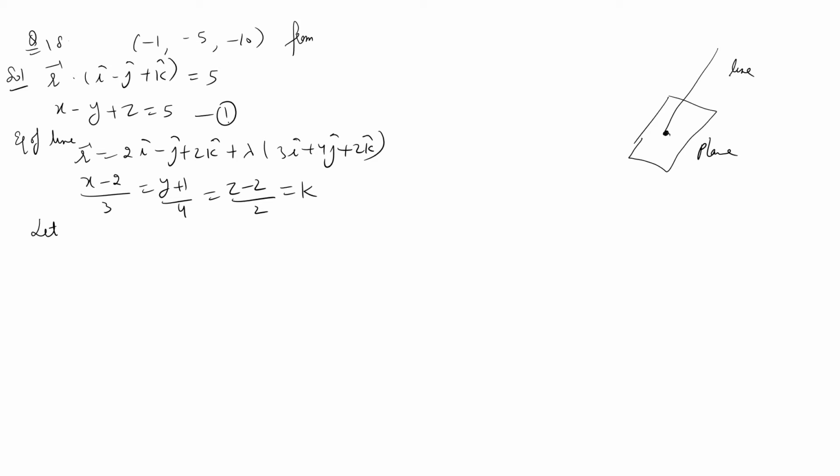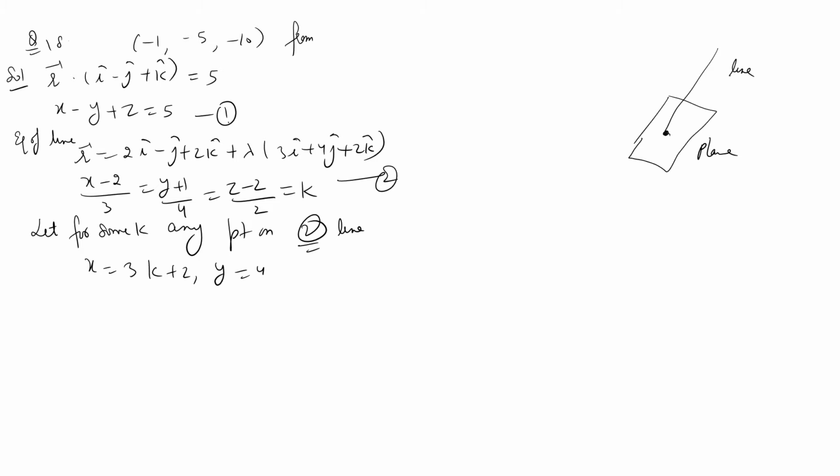So for some k, any point on line 2: the equation of line is x = 3k + 2, y = 4k − 1, and z = 2k + 2. As line and plane are intersecting, for some k, this set of points satisfies the plane equation because they are intersecting.